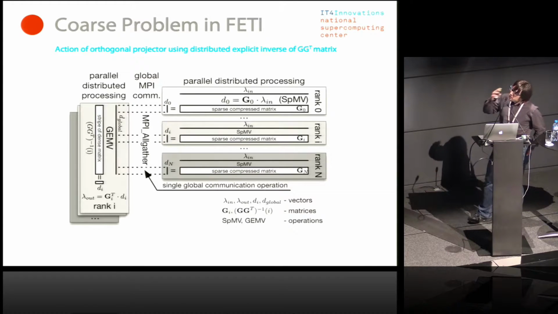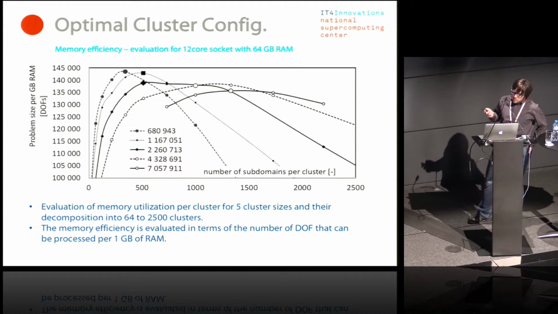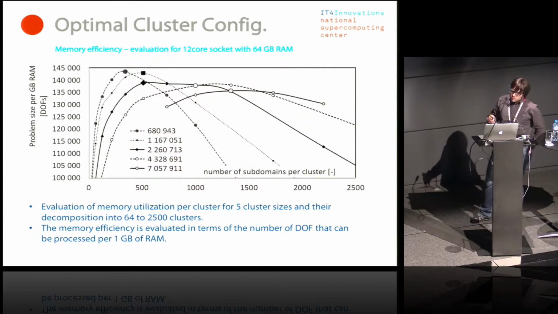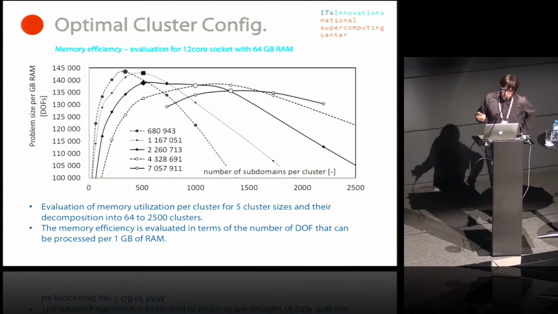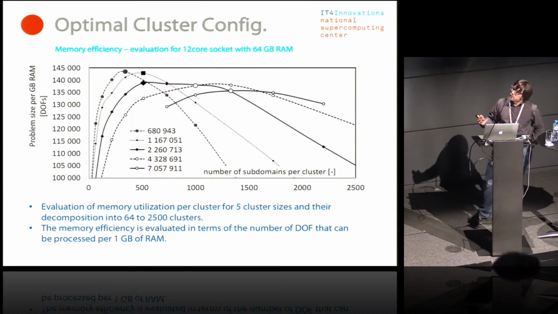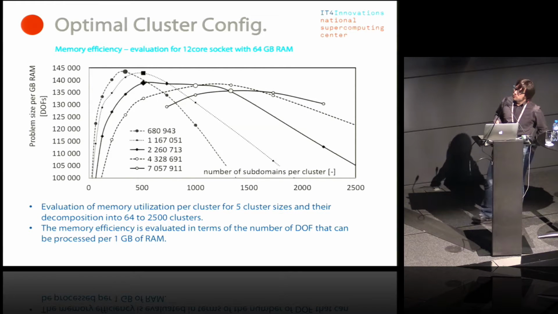So we investigated for the paper what is the optimal configuration of the hybrid FETI. So in terms of how we should configure the clusters, how big the clusters should be. In this first slide, we show the memory efficiency. This is pretty much an evaluation for a node with dual socket, 12 cores each socket, and 120 gigabytes of memory. This is, for example, the machine that we have at IT4Innovations.